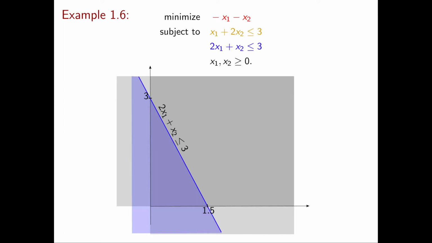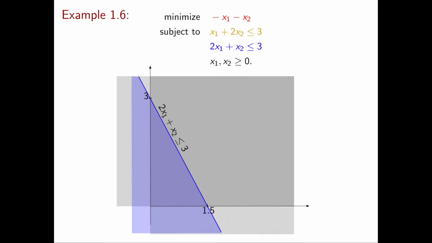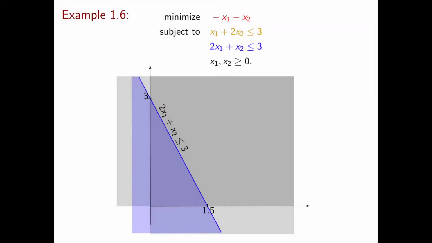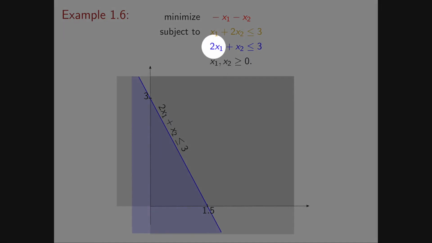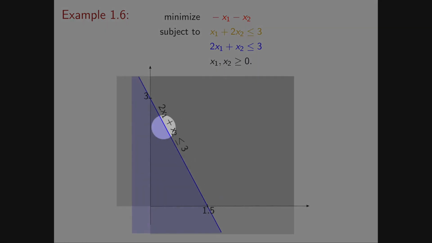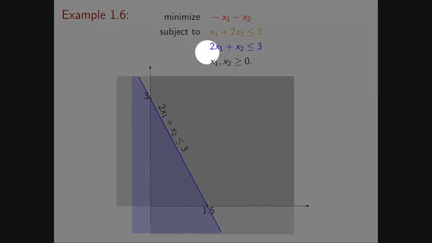So let's do it. If I set to 0 the x2 variable, I obtain 2x1 equal to 3, so x1 equal to 3 halves, and that's exactly the point here, and so I know that my blue line must pass through this point (1.5, 0). Vice versa, if I set to 0 x1, I obtain x2 equal to 3, so I know that my blue line will pass through the point (0, 3). Now there's only one line that passes through these two points, and it's the one drawn here. So the points on this line are exactly those that satisfy 2x1 plus x2 equal to 3.